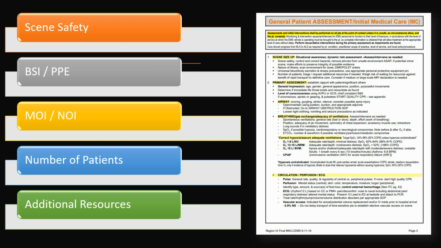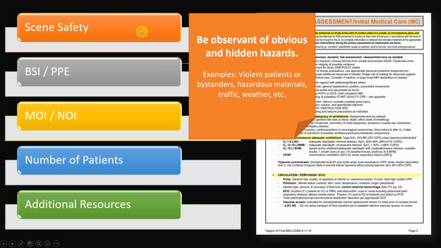N95s on every call, the use of gowns far more frequently. And really, when we talk about BSI, there's a lot more to it as well. So, looking first of all at scene safety, be observant of those obvious and hidden hazards. And I know it sounds kind of funny saying, be observant of hidden hazards. What we have to do, though, is have that 360-degree situational awareness.